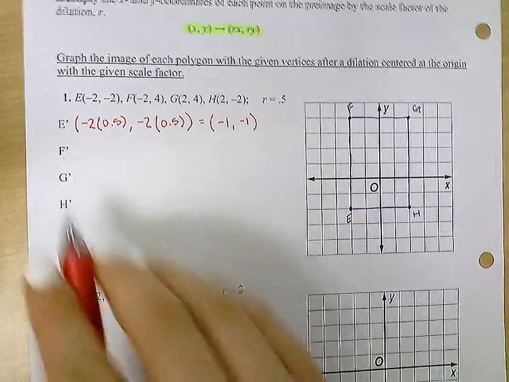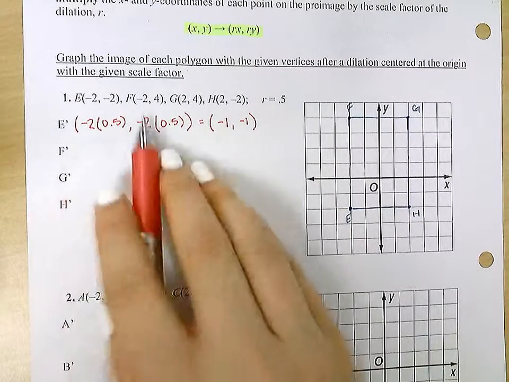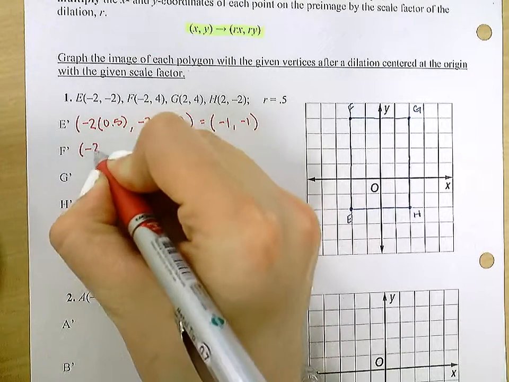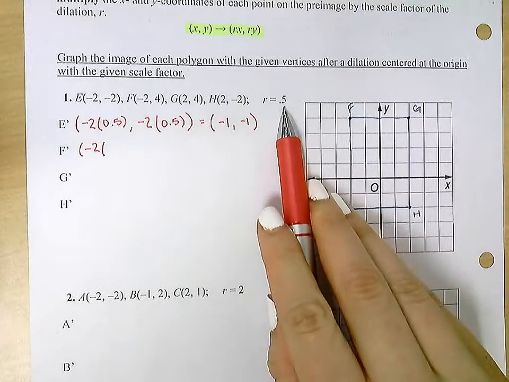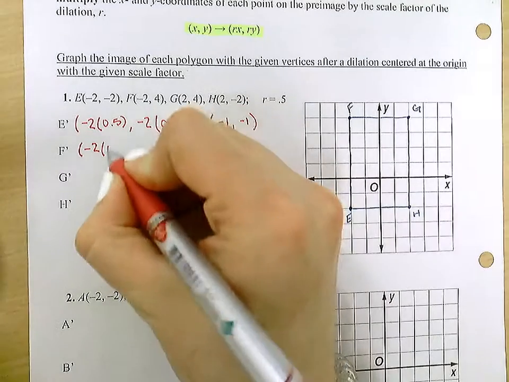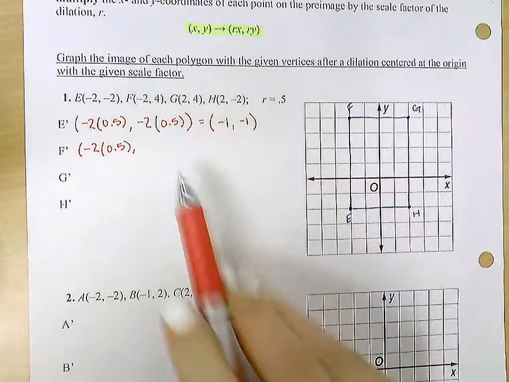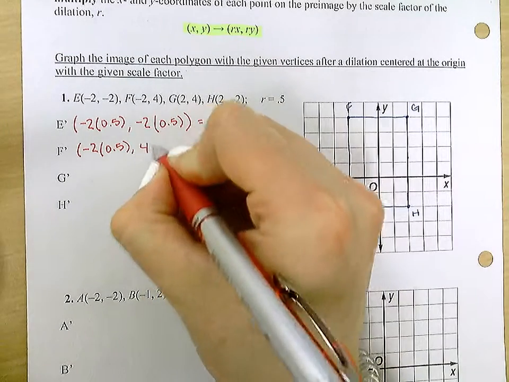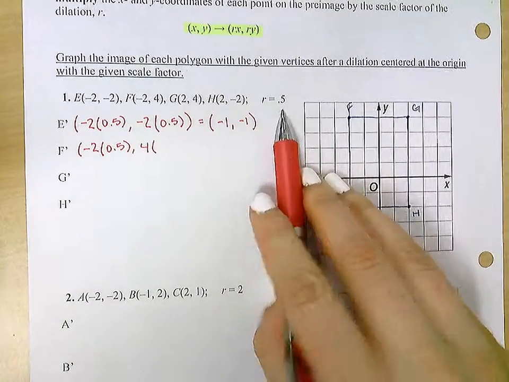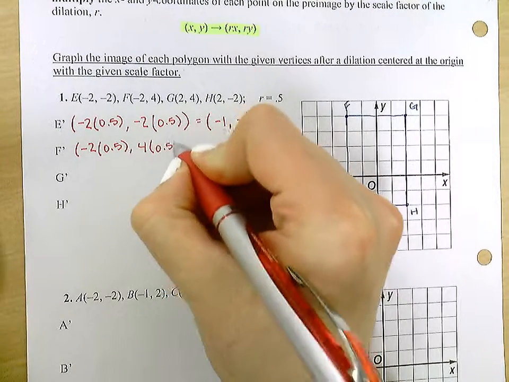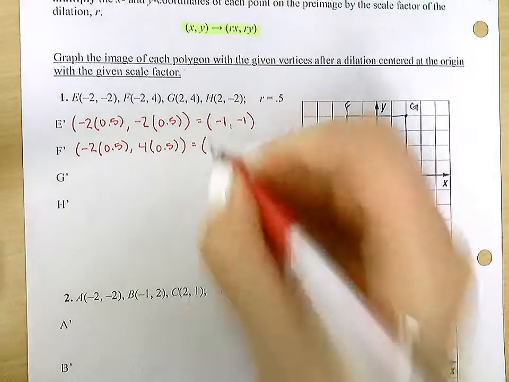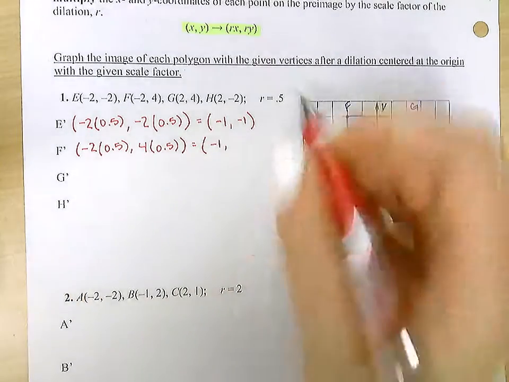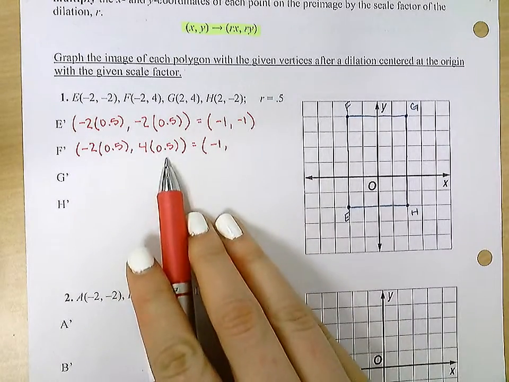I'm going to write it out like that again for F. So again, we need to take our x value from F. That's negative 2. Multiply it by our scale factor, 0.5. Take the y value from F, which is 4. Multiply that by your scale factor of 0.5. Negative 2 times 0.5 is negative 1. And 4 times 0.5 is 2.